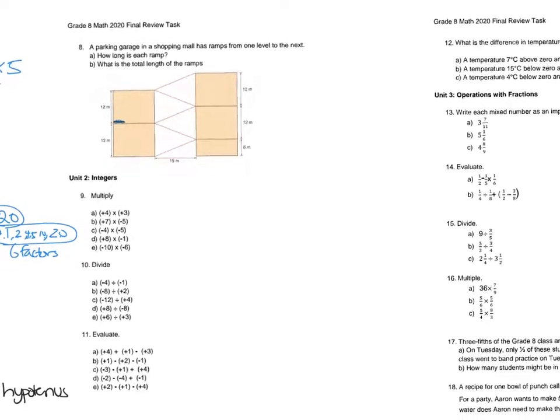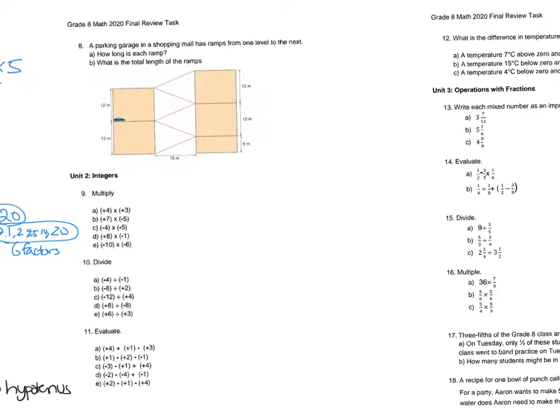Again, number 8 is a word problem involving the Pythagorean theorem. It's asking for how long each ramp is, okay? So the parking garage in a shopping mall has ramps from one level to the next. It looks like these are the ramps, and you have to figure out their length. So what you have to do is visualize a right triangle and find out their lengths, okay?